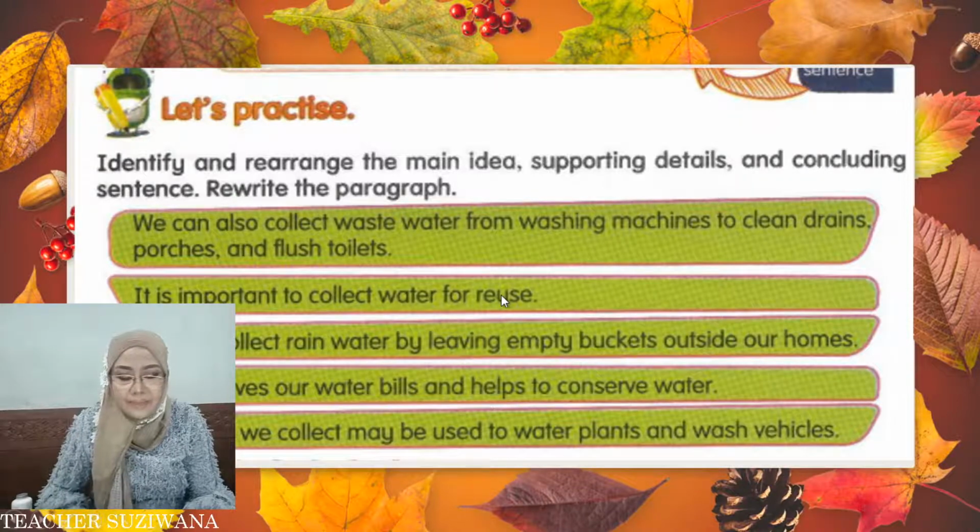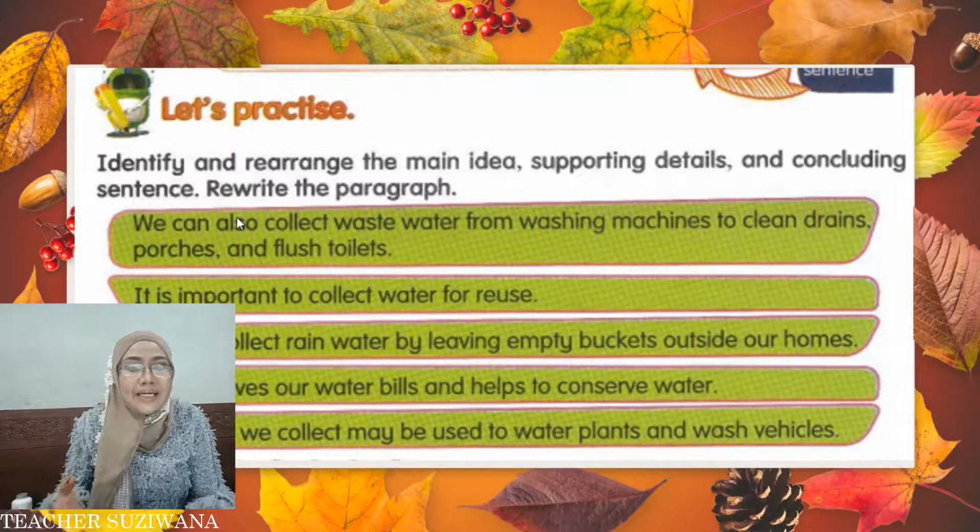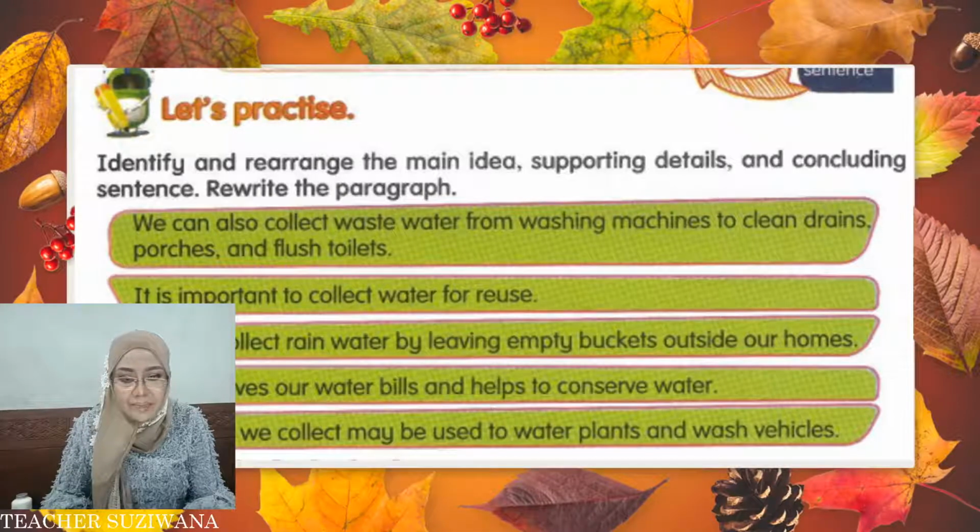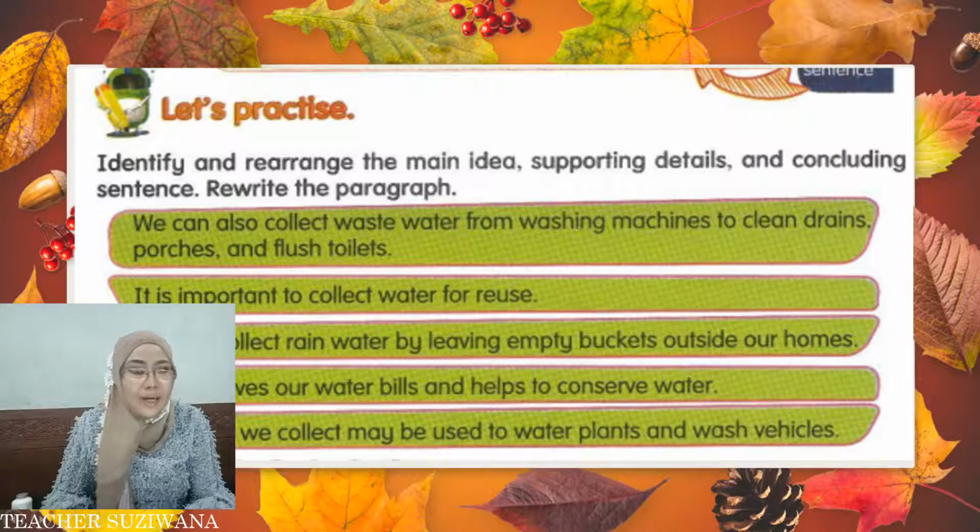Number 1. Okay. Number 2, we can also. Here, the keyword is also. Also is a supporting detail that supports the supporting details before that. For example, we look at can. Here got can. So this one first. After this comes this can, we can also. So it cannot be this one number 2. I think this one is number 2.